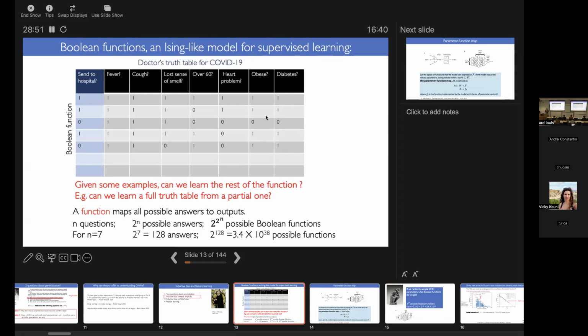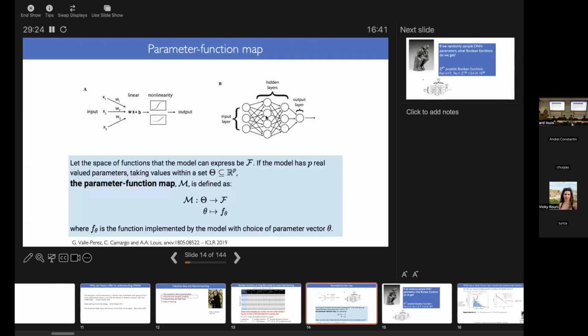It's interesting, there's only 7 questions, so there's 2 to the 7, 128 possible ways of answering them. Any one doctor will have 128 possible answers to send to the hospital or not. So the question would be, how many possible doctors are there? Well, there's 2 to the 128 possible doctors. So even for this simple question, we've got 2 to the 128 possible solutions. That's 10 to the 38, a very, very large number. So if I just give you some of this data, you can't just guess because there's 10 to the 38 possible doctors. You've got to learn something from the data in order to predict what the doctor's going to do on other data.